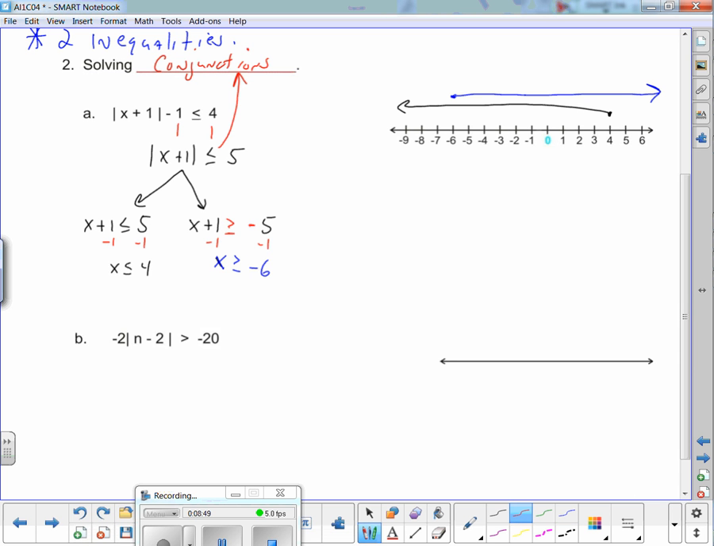Somebody read the conjunction and tell me what to graph. What do I graph for the conjunction? Go for it, John. Correct. So John read that correctly. He read the intersection. He looked for where there was black and blue. Dot over the negative 6, line all the way to the 4.